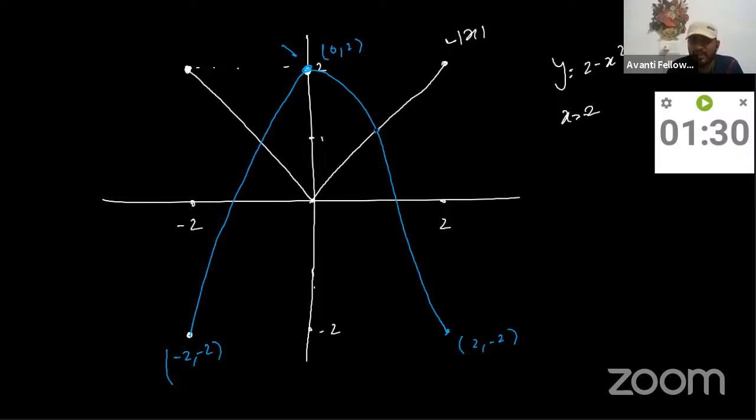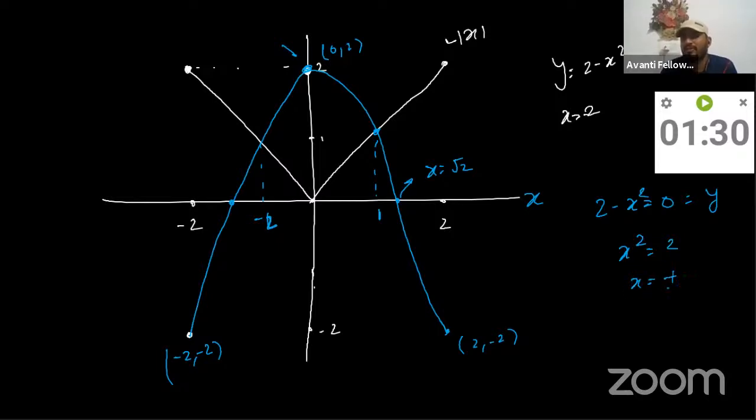Can you tell me at this point, this is x is equal to 1, this is x is equal to -2, at this point your x will be what? √2. At this point on the x-axis, your y is equal to 0. So 2 minus x square, when your y becomes 0, this will become x square is equal to 2, x is equal to plus minus √2. So this will be x is equal to √2, and this will be x is equal to minus √2. So this is the graph between -2 to 2.